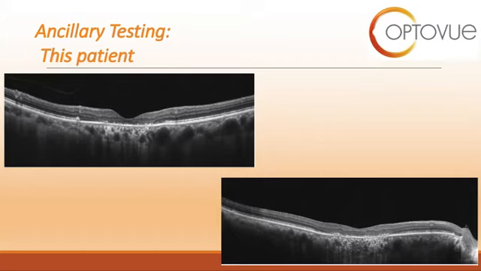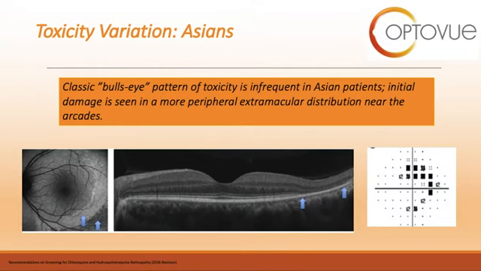When it's extrafoveal and off to the side, they may notice some graying in the side of their central vision. But once it affects the fovea, that's really when you're going to start seeing the symptomatology. So, just a clinical pearl: as far as Asians go, the literature is saying that Asians tend to get more peripheral extramacular distribution versus that central distribution that we see in our regular Caucasian patients.